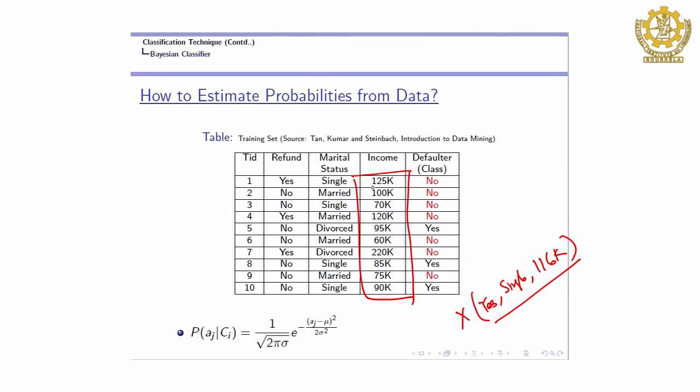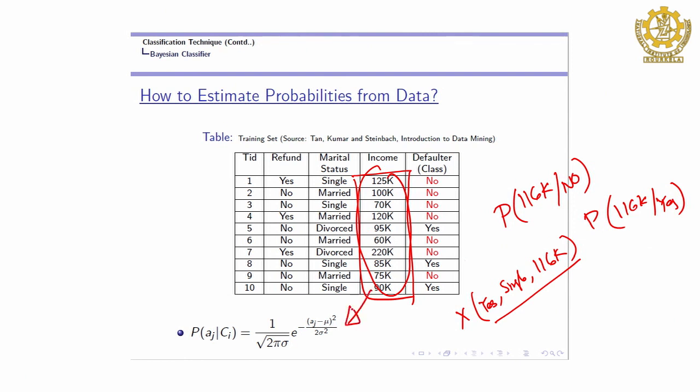So, we have to find the probability of 116k income given class no, and the probability of 116k income given class yes. Now, how do you do it? We assume this distribution follows the Gaussian distribution. So, for this equation, we need to compute the mean and the standard deviation.